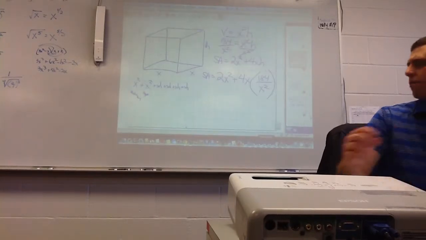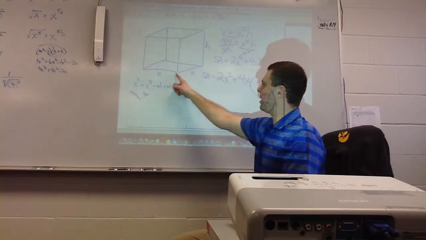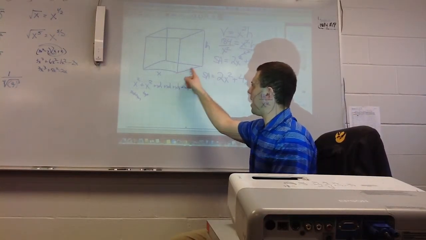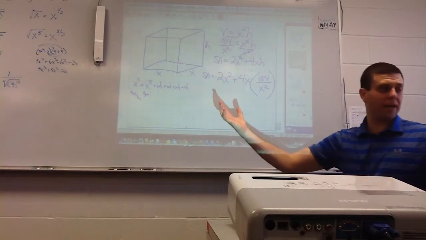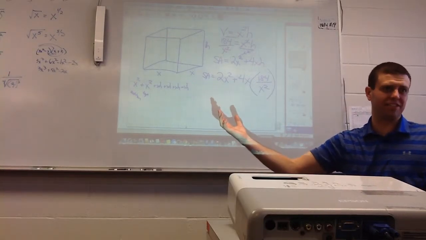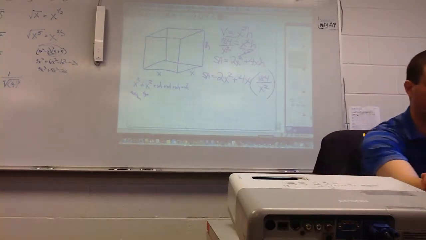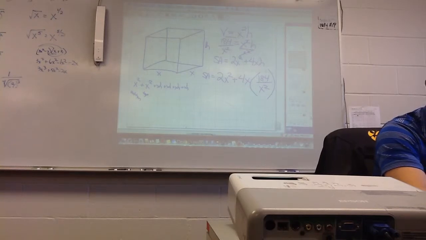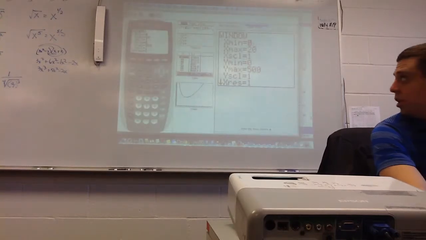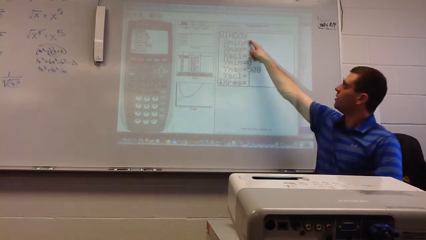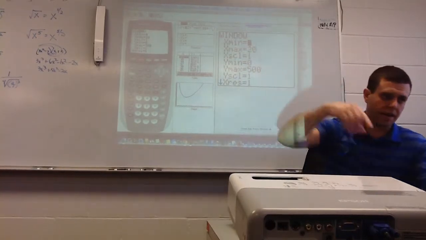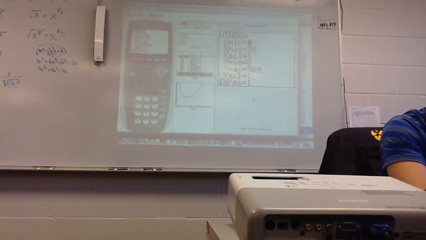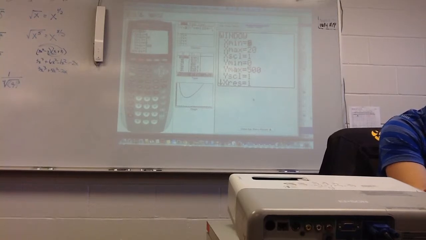You'll probably want to adjust your window. If you think about it, remember, x represents the length of this side of the box. I'm betting it's smaller than 20, and I'm betting it's not negative, so I'm going to go 0 to 20 on my x window. I'm just thinking ahead. I'm changing my window before I draw the graph. Will you ever have to deal with negative numbers in a problem like this? No, it's not realistic.